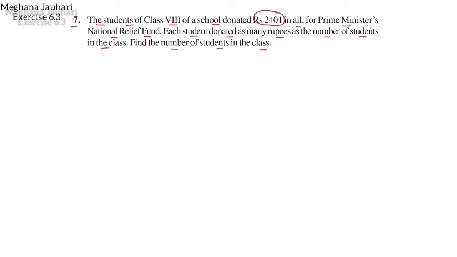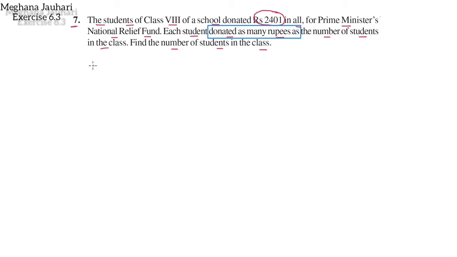So there are two unknowns in this situation: first, the number of students, and second, the amount of money they have donated. But we are told that these two are equal. It is given that each student donated as many rupees as the number of students in the class. So this is the important part of the problem statement.